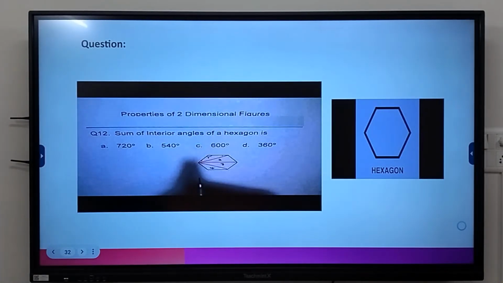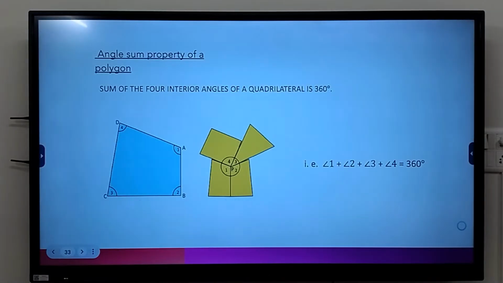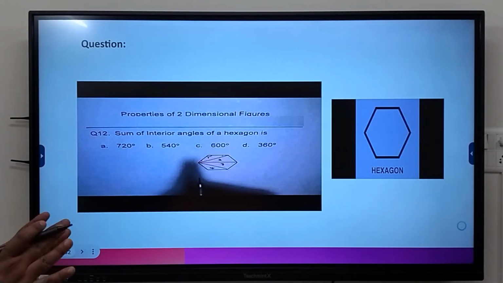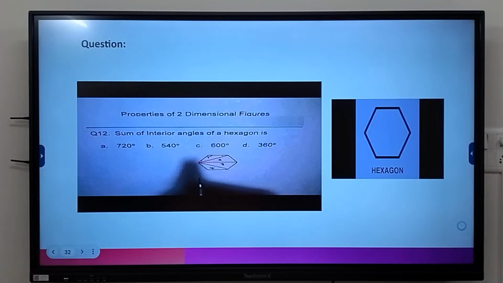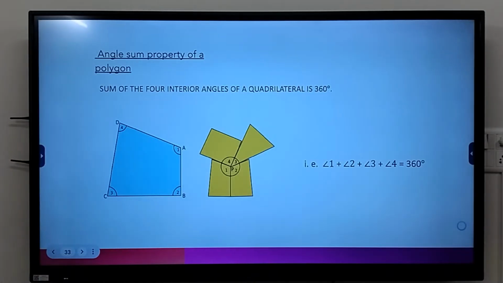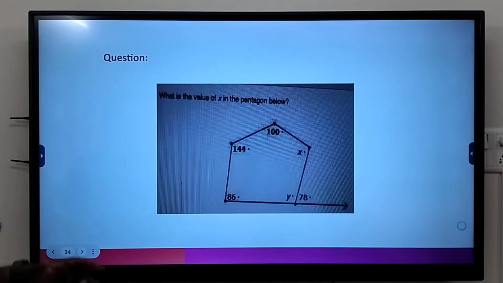Okay, properties of two-dimensional figures. Sum of interior angles of a hexagon is. This is for your homework question. Just apply the formula, (n minus 2) into 180, and you can clearly solve this. The sum of the four interior angles of a quadrilateral is 360 degrees. This one they have just rotated. This is the angle property of a polygon, and we have already watched the video here.